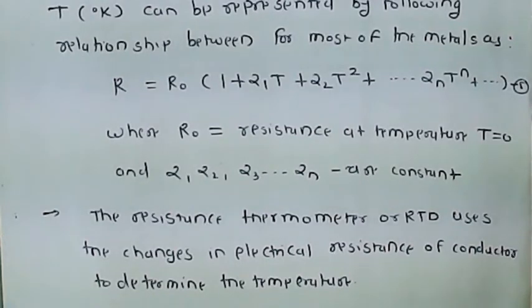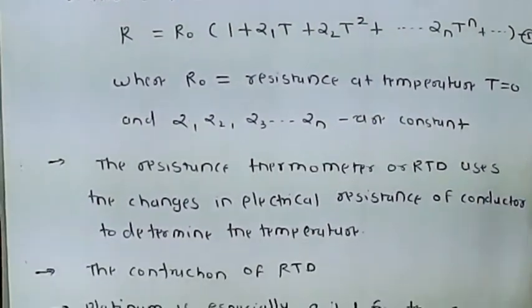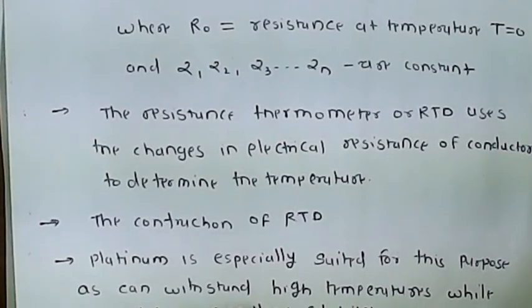The resistance thermometer, or RTD, uses the change in electrical resistance of a conductor to determine the temperature. We already explained the working principle of the RTD or thermometer: the change in electrical resistance of a conductor is used to measure the change in temperature. The construction of an RTD is as follows.